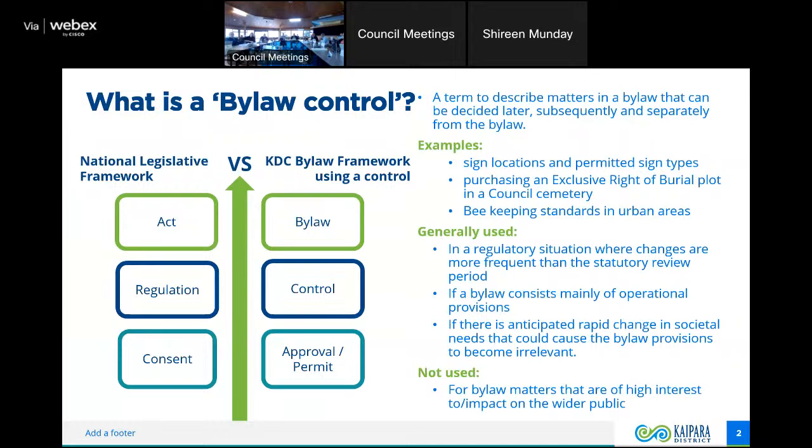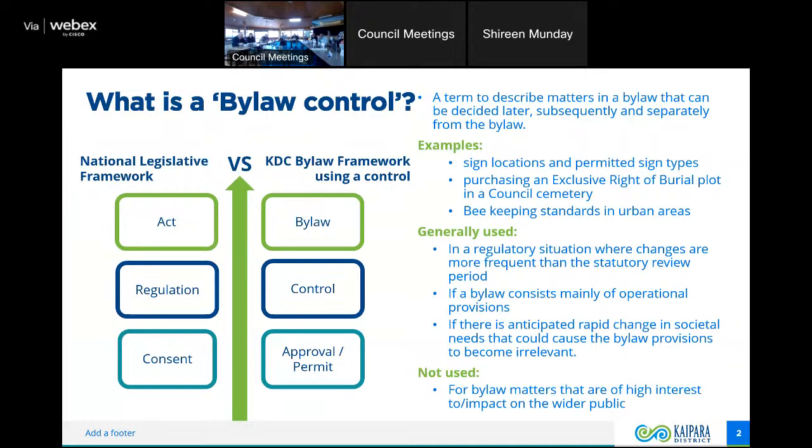For instance, our alcohol controls, where in the Christmas period we put certain alcohol bans in different places. Other examples are sign locations, permitted sign types, and purchasing of exclusive right of burial plots. Those things can change over time. One of the beautiful things about controls is that they can change and move while the bylaw itself doesn't. That cuts back any need for council to change the bylaw itself and go through the special consultative process. So this is another way of making sure that our bylaws remain robust and effective between the statutory timeframes of review.